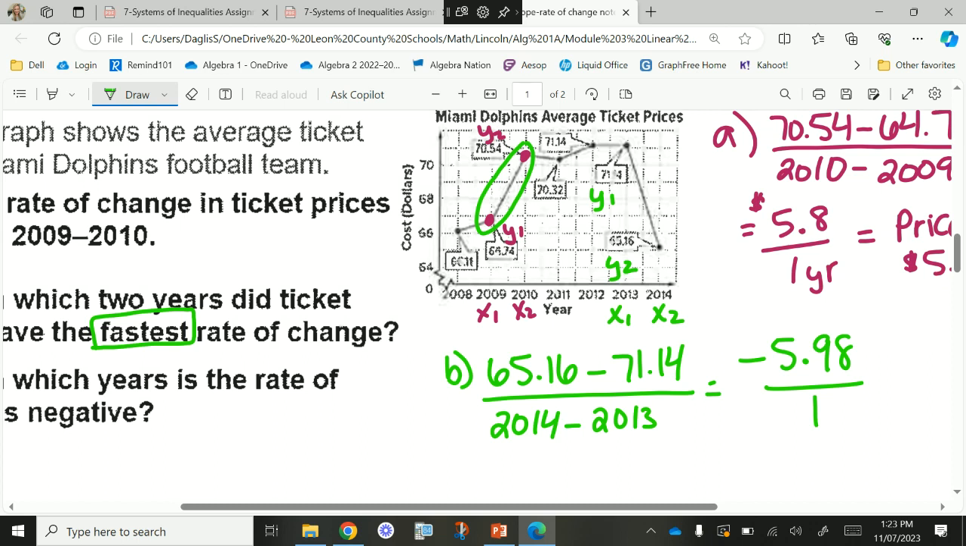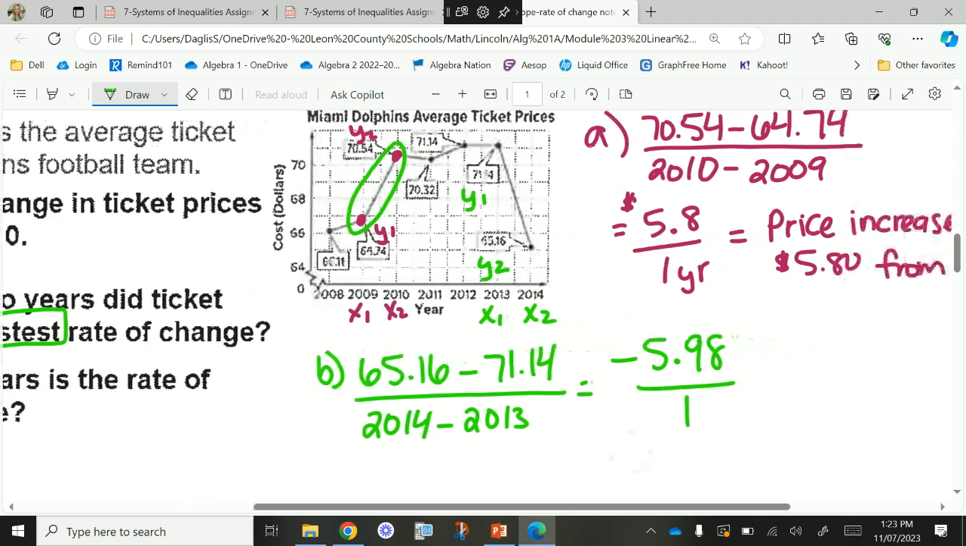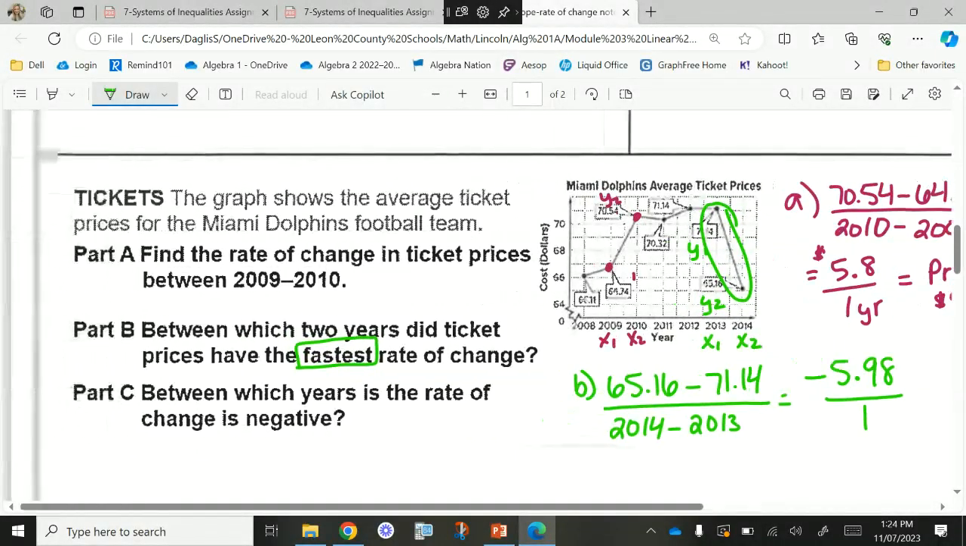So what does that mean about my ticket prices? They decreased. And how do you know it's more dramatic? My number was higher. Good. So between 09 and 10, it increased $5.80. Between 13 and 14, it decreased $5.98. Does that make sense? So we did prove, it did look like it, but we had to prove that this is the most dramatic change. This is where my fastest rate is going to be.